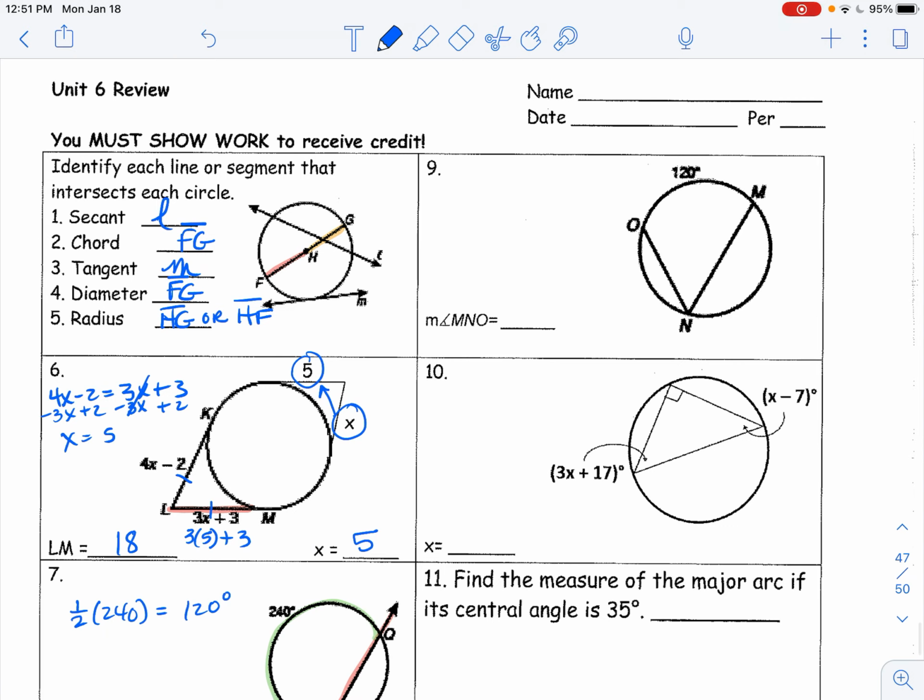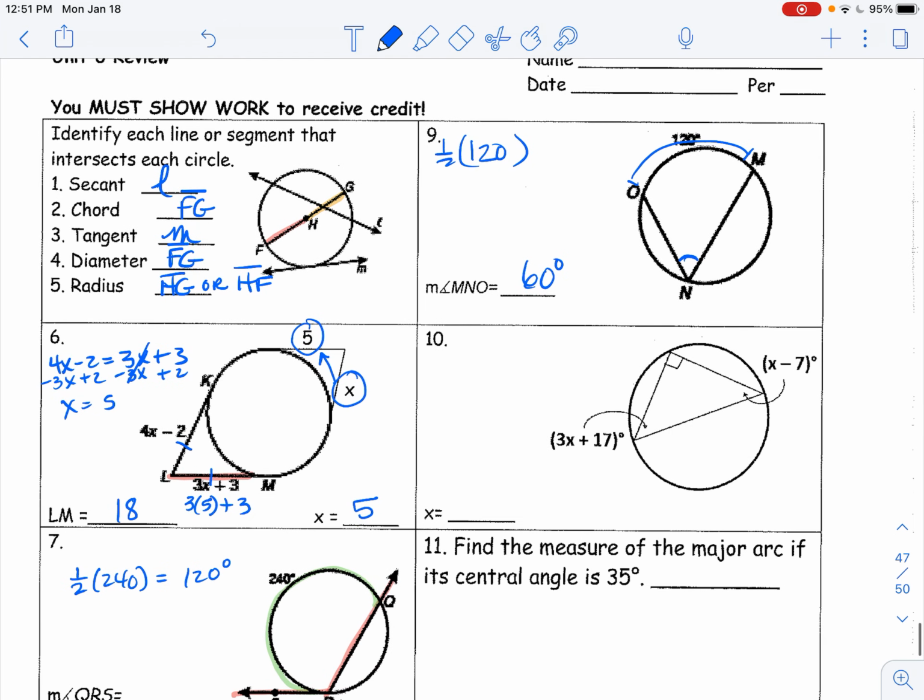In number 9, we have another inscribed angle. We can see the vertex is on the circle, and we know the formula for the angle here is half of the arc. So if my arc is 120, I'll just take half of that, and I'm going to get 60 degrees. And number 10, if your inscribed angle subtends a semicircle, what that's saying is it's going to cut this circle exactly in half. That means this angle is a 90-degree angle.